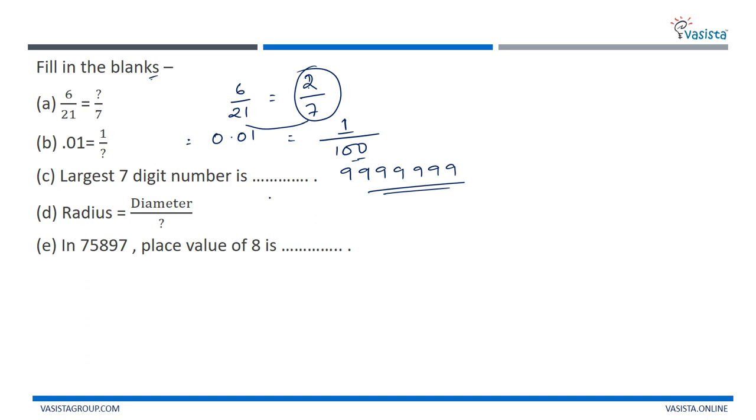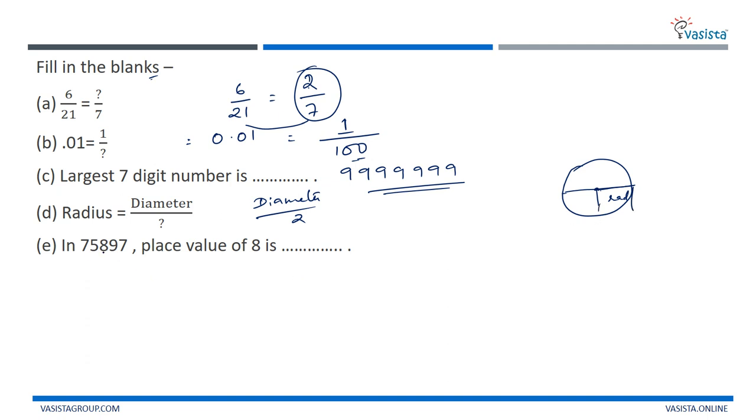Radius is equal to diameter by 2. See that you know, right? This is a circle if you take. So this is called as the diameter, and from this point, the center point, to this is called as what? A radius.